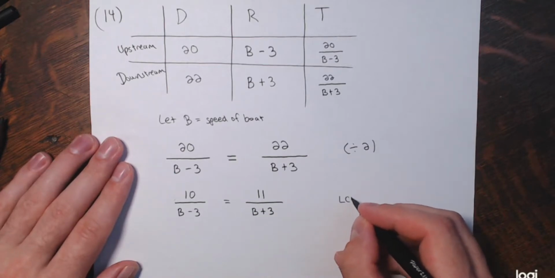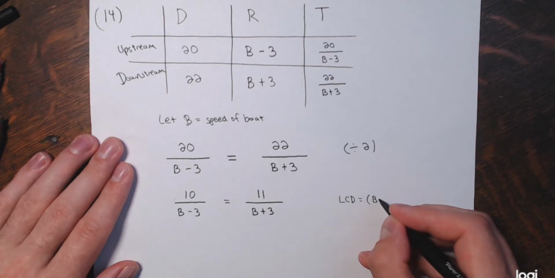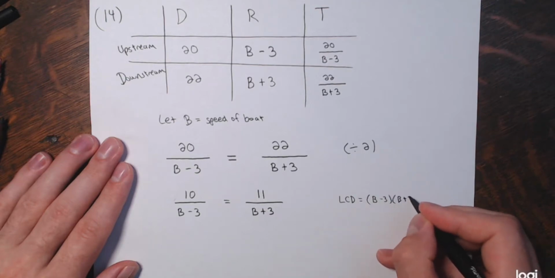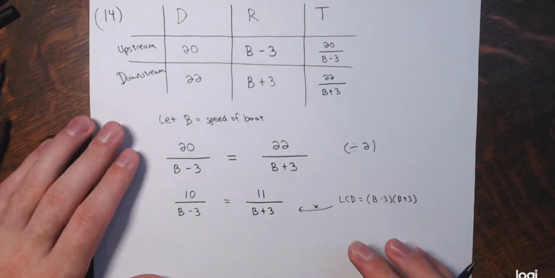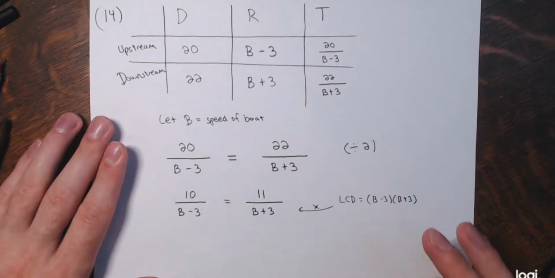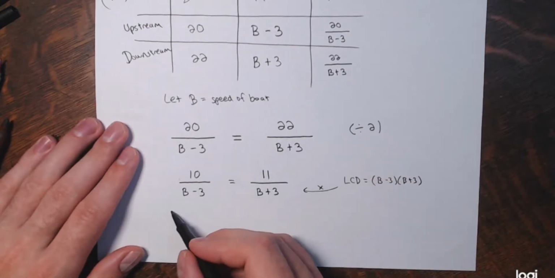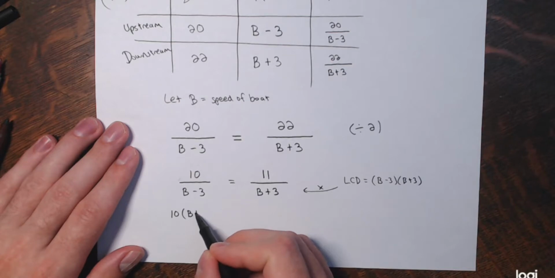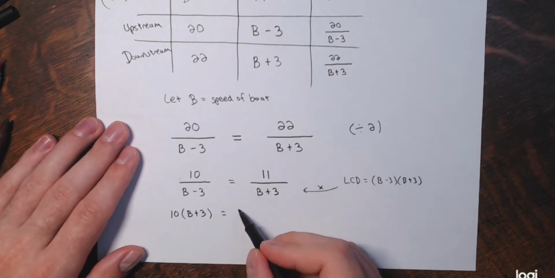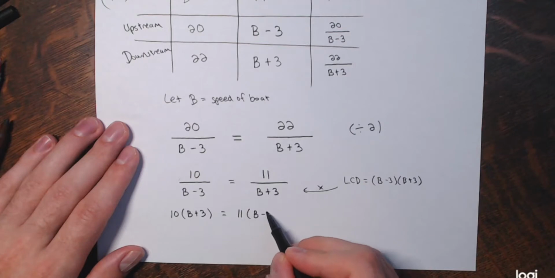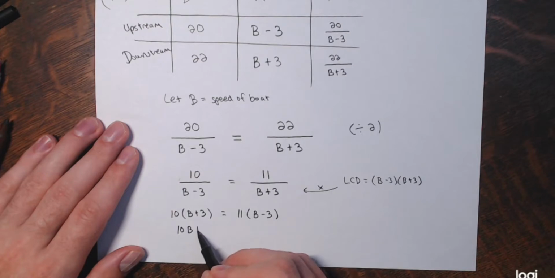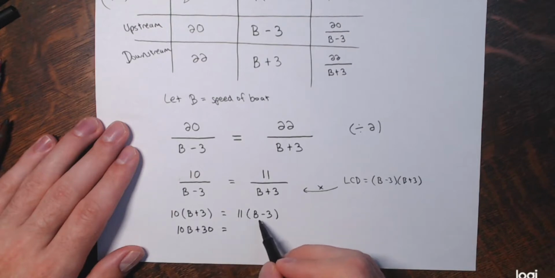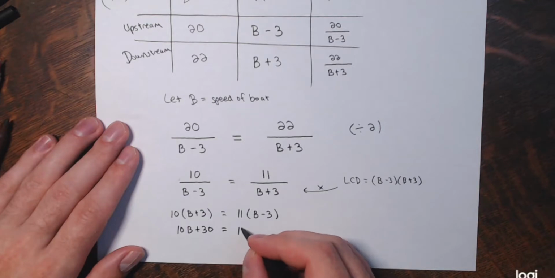Alright, now the LCD, b minus 3 times b plus 3. I'm multiplying both sides by the LCD, and this will cancel all the denominators. The left side, we have 10 times the quantity b plus 3. The right side, we'd have 11 times the quantity b minus 3. Left side, after distributing the 10, we have 10b plus 30. Right side, after distributing the 11, we have 11b minus 33.